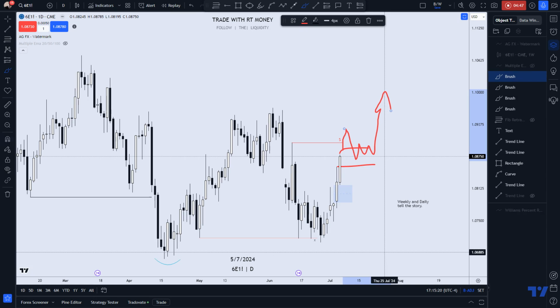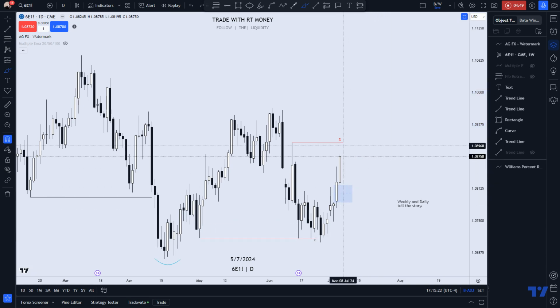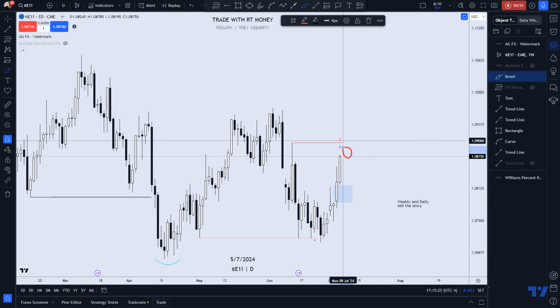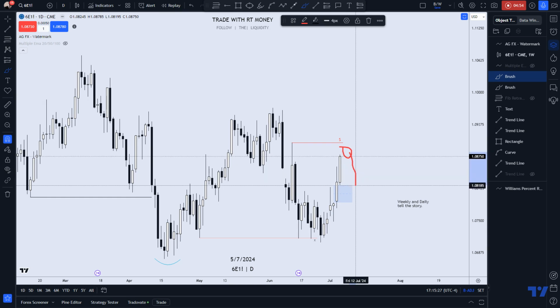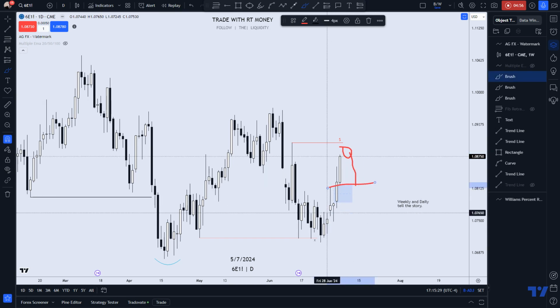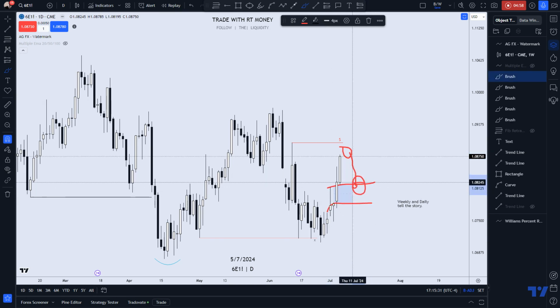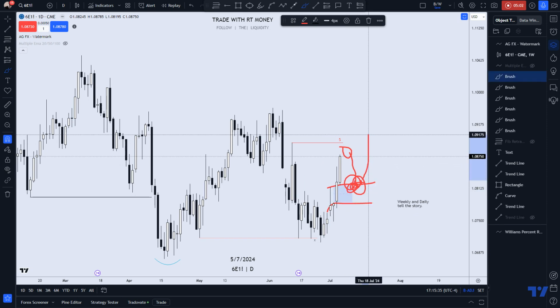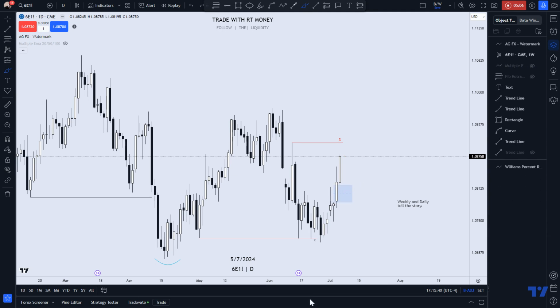You understand? But if price prints out a doji candle before going, and then we see a pullback, we can expect a high probability trade to the upside. We can take a buy there. All right, so we're watching to see if price is going to create another fair value gap.